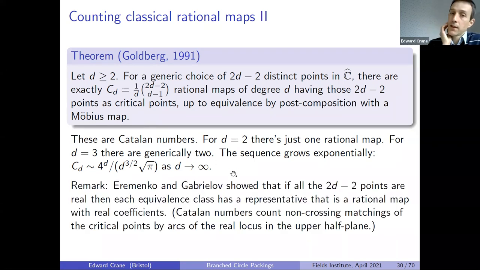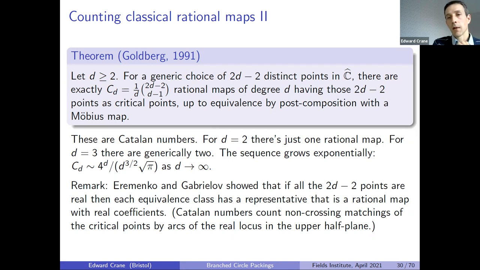A nice fact is if those 2D minus two points are all in the real line, then in fact every one of these equivalence classes has a representative which is a rational map with real coefficients. And that's a very non-obvious fact. But given that fact, now you can see where the Catalan numbers come from.